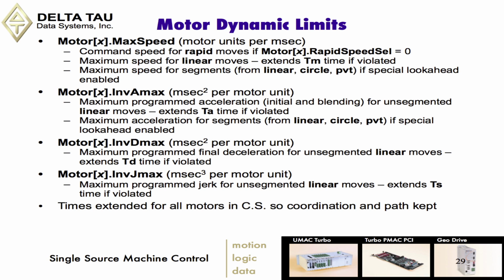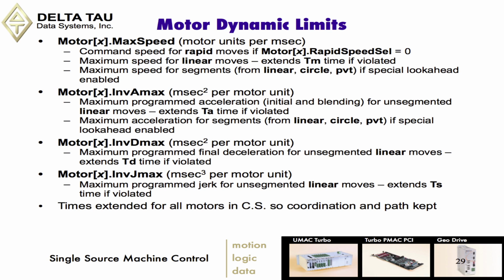Some of the motor dynamic limits. Motor[x].MaxSpeed. This is the maximum speed for the motor in motor units per millisecond. So for most typical applications, it's going to be in counts per millisecond. It's the commanded speed for rapid moves if Motor[x].RapidSpeedSel is 0. It's the maximum speed in linear moves, and it will extend the move time when it's violated. And it's the maximum speed for segments in segmented moves in linear, circle, or PVT moves if look ahead is enabled.